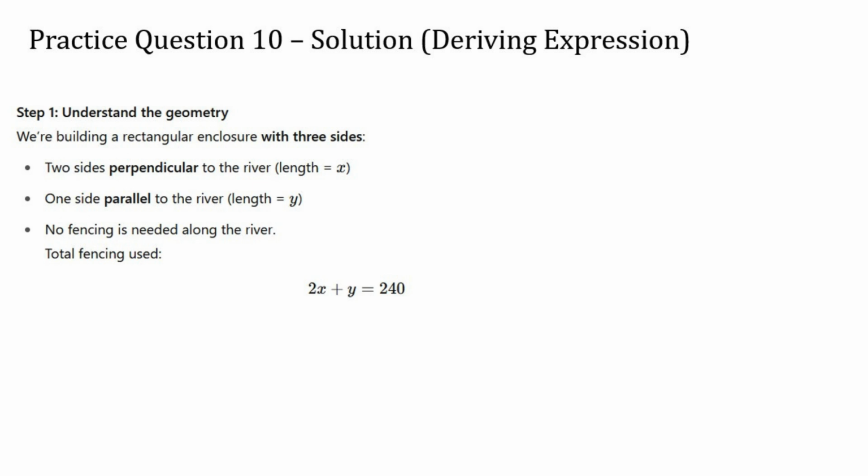Since both of those sides are the same, and there's one more side parallel to the river with length y, the total amount of fencing used is 2 times x plus y. We're told there are 240 meters of fencing available, so the equation becomes 2x plus y equals 240. Next, we solve for y in terms of x. Rearranging the equation, we get y equals 240 minus 2x. This gives us a single variable expression for y, which we'll use to write the area.